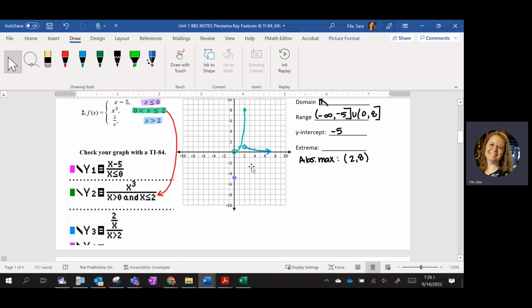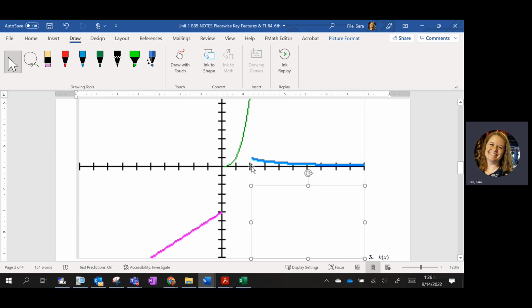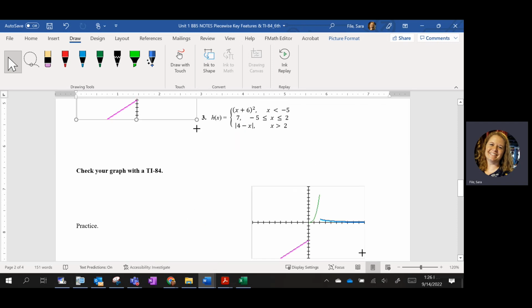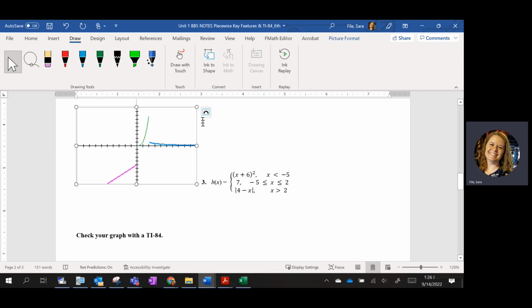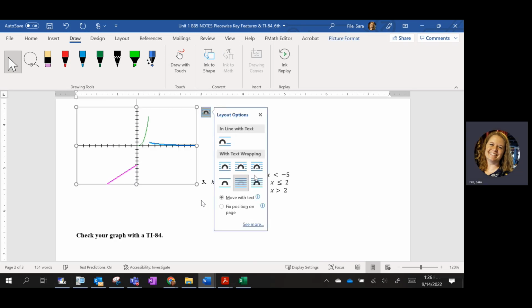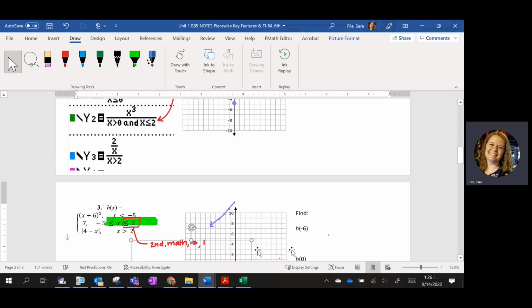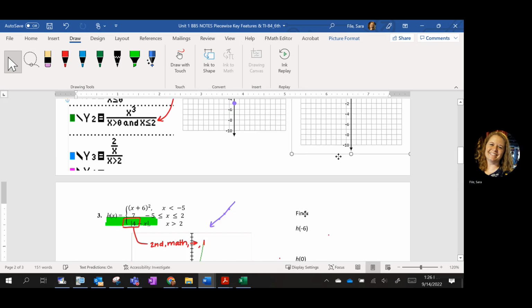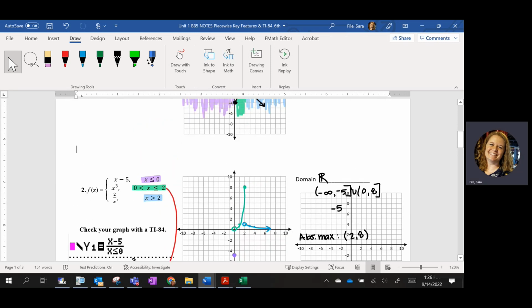So absolute value, that next one that we're going to check has an absolute value. When we did that scavenger hunt, we went through, I believe, 3 different ways to get absolute value. So does anybody remember those? No?